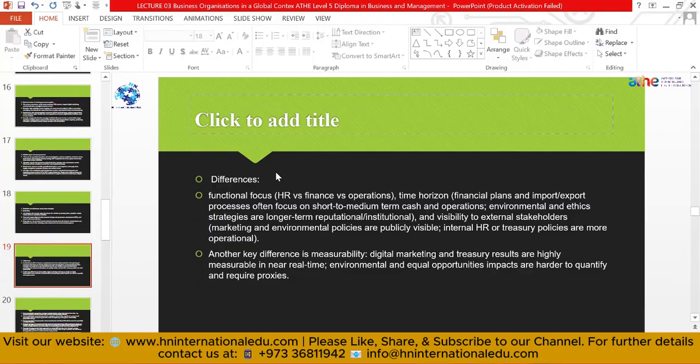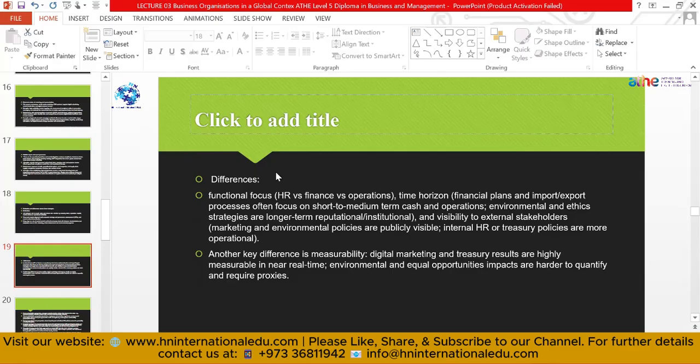That is how you're dealing with the stakeholders who have invested in the business, including marketing and environmental policies, which are publicly visible. This is for the government stakeholder. Internal HR or treasury policies are more operational, that is based on your daily activities going on.